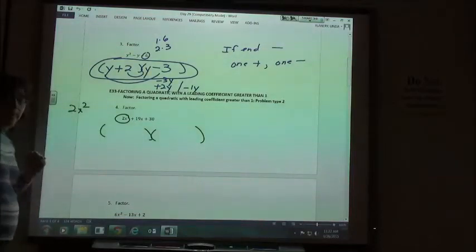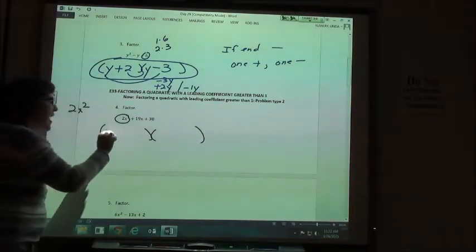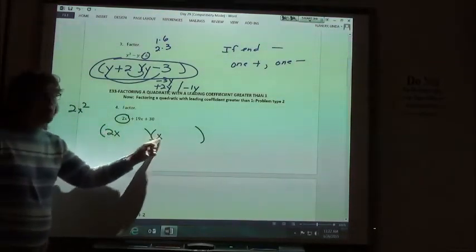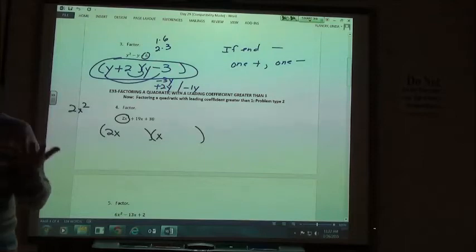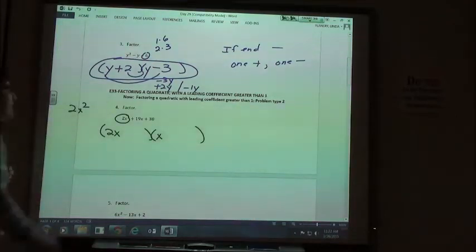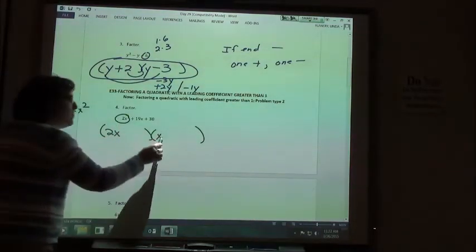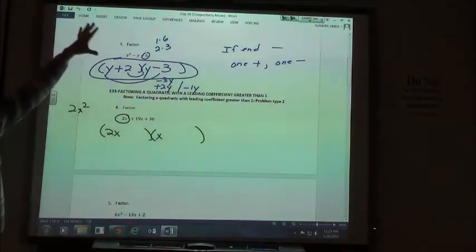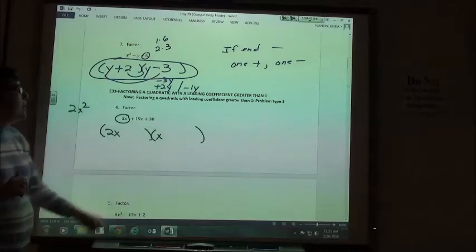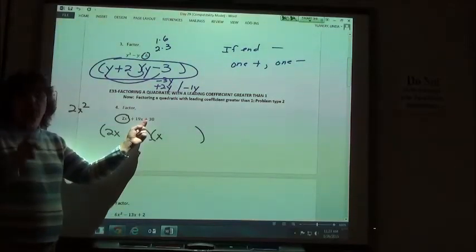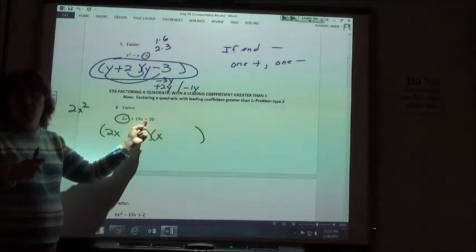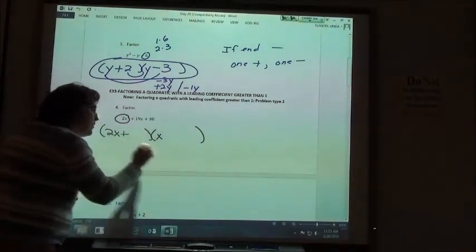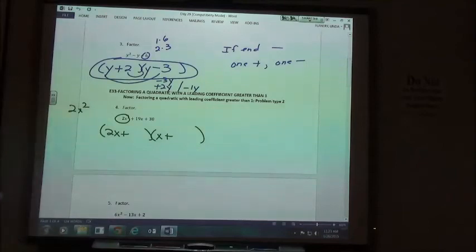Well, 2 times 1 is 2, so I would have to have a 2x and an x. You could put the x first and the 2x second. It really doesn't matter, just so you have a pair that works to give me 2x squared. So 2x times x is 2x squared. Now my rules for my signs are the same as the rules we did on the first 3. The end is positive. We said if the end was positive, they were either both pluses or both minuses. We looked at the middle. The middle is a plus, so they're both pluses.